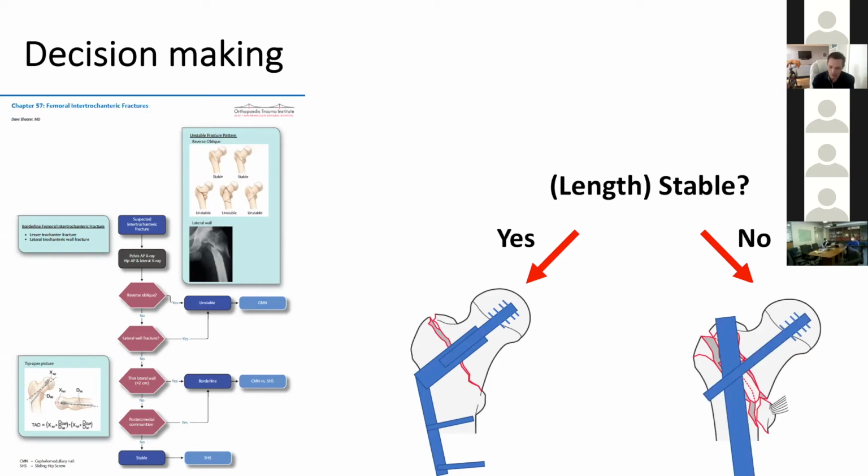And now you can also understand why you go with the nail, because all the nail does is prevent this from shortening, this length instability from happening. It just puts the cortex 1 inch more medial to prevent this from happening.